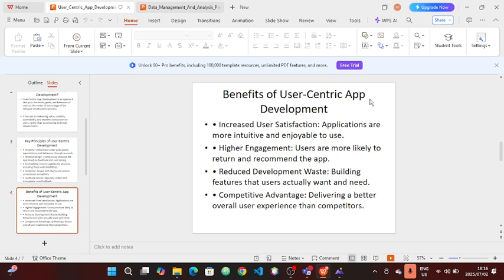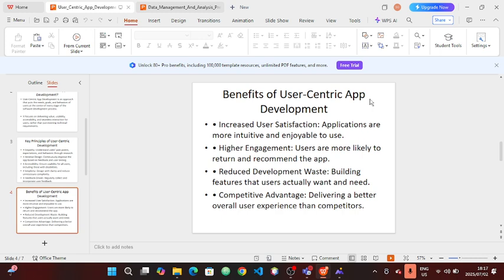And then we have reduced development waste: building features that users actually want and need. So here you're building something that's actually going to benefit the user. And we have competitive advantage: delivering a better overall user experience than competitors.